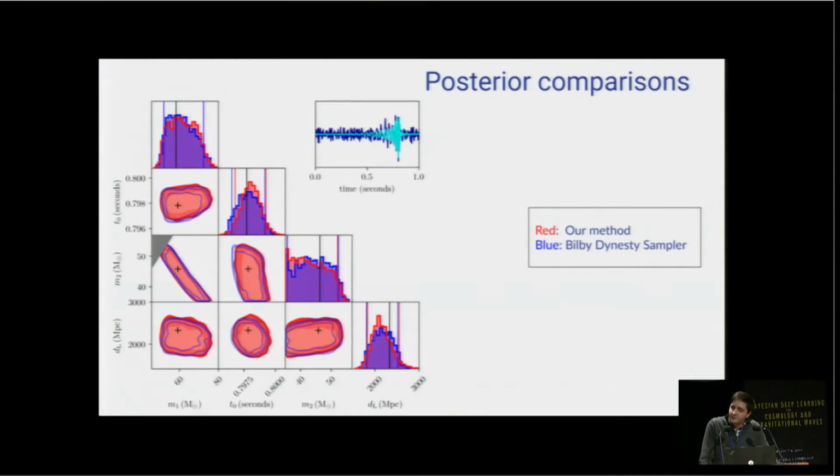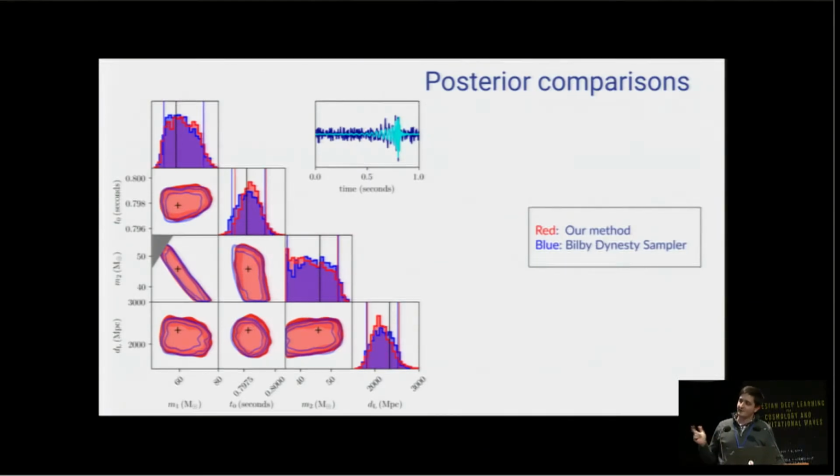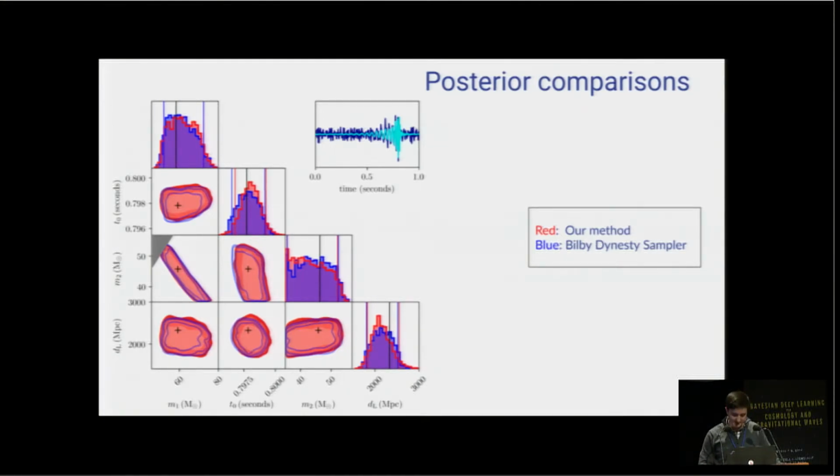So we show 4 posteriors for 4 different gravitational parameters, that being the 2 component masses, when it happened, T0, and how far away it was, luminosity distance. And then we compare to Bayesian inference for, I think this is Dynesty. We also do this for 3 other samplers. And as you can see, it's very good. It nearly perfectly matches the true Bayesian posterior, which is very exciting to see.